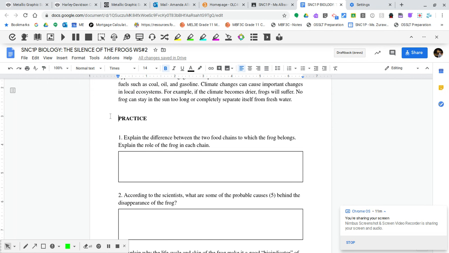Let's have a look at our questions. With these questions, I would like you to do full sentence answers. And you have the time. I'm not overwhelming you with work. So take the time and make sure that you do your full sentence answers. So the first one, explain the difference between the two food chains to which the frog belongs. Explain the role of the frog in each chain.